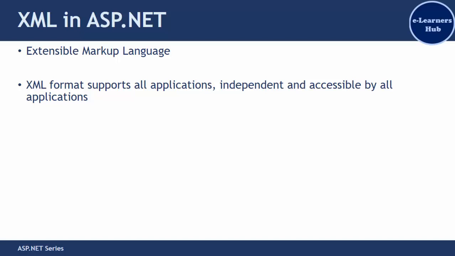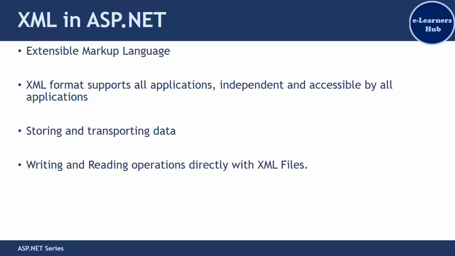XML is greatly used in many applications as it supports a lot of applications, and XML is independently accessible by many applications. As a result, XML is the most widely used file format for storing data across the web. It is majorly used for storing and transporting data. So we can see there are many applications where XML files are used for storing and transporting data. It helps us do direct read and write operations with the XML files.